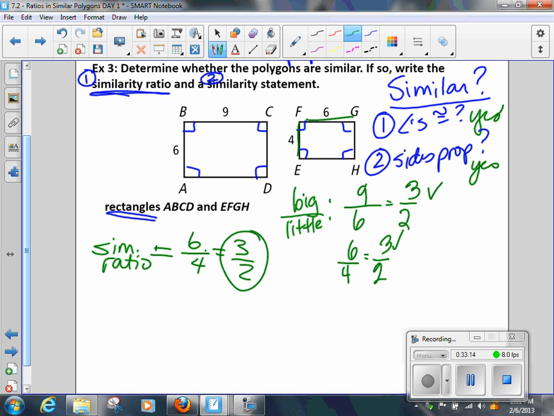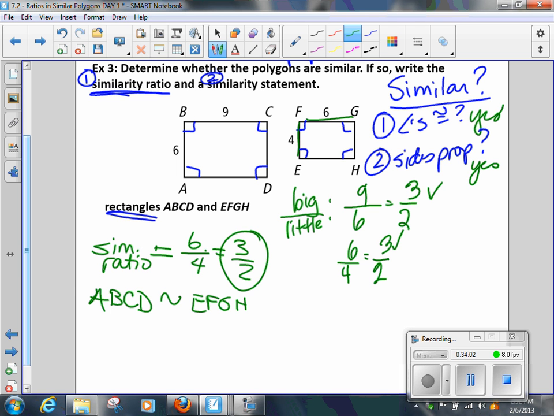The next thing we have to do is write our similarity statement. Now, this is where you got to be careful. If I write A, B, C, D is similar to, what order do you have to list the next letters? Do you guys agree with him? It's E, F, G, H. If I would have said B, C, D, A, then you would have had to complete that similarity statement how? F, G, H, E. Okay? So this is pretty simple. But you got to remember, in order for things to be similar, corresponding angles have to be congruent, corresponding sides have to be proportional. Okay?